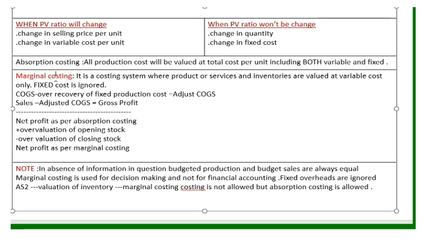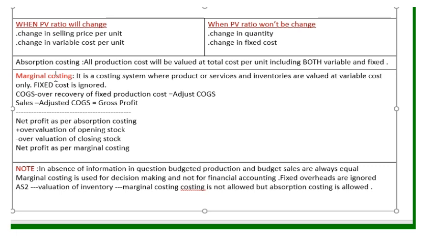And while solving marginal costing problems, we have to come across 3 points. First one is profit in marginal costing, then profit in absorption costing, and then the reconciliation statement. So there is a difference between the profit of marginal costing and the profit of absorption costing.